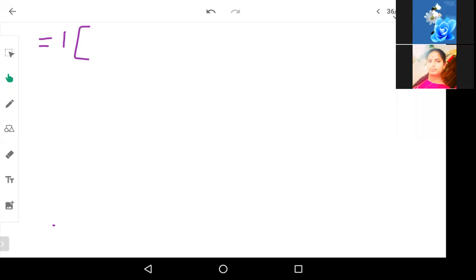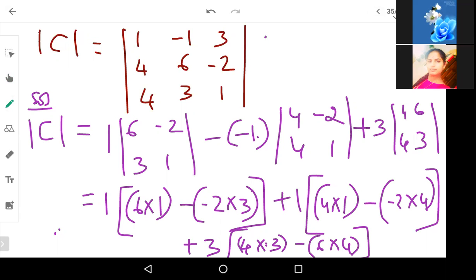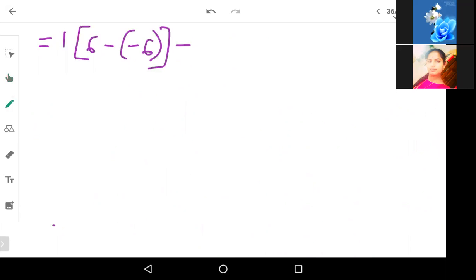So 6 ones are 6 minus of minus 2 into 3 is minus 6. So this is the first part. Now after that, plus 1 into 4 ones are 4 minus of minus 2 into 4. So 4 twos are 8. So 4 into minus 2 is minus 8. So what will you have here? You will have plus 1 into 4 minus of minus 8.